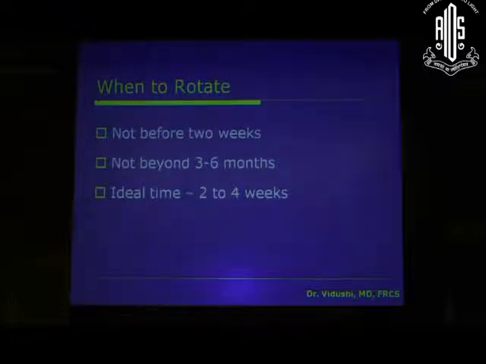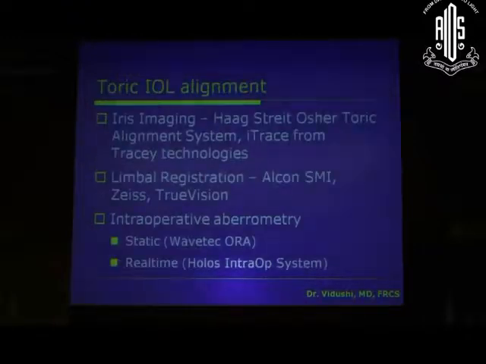Then you have to decide when to rotate. It should not be done before 2 weeks because you want your refraction to stabilize, and it should not be done beyond 3 to 6 months because of the fibrosis and other problems that may have set in. The ideal time is between 2 to 4 weeks, when there is some stickiness already developing because of the fibrosis that is initiated. So you hope that rotating it will not be difficult, but at the same time, wherever you place it, it will stick there and stay there.